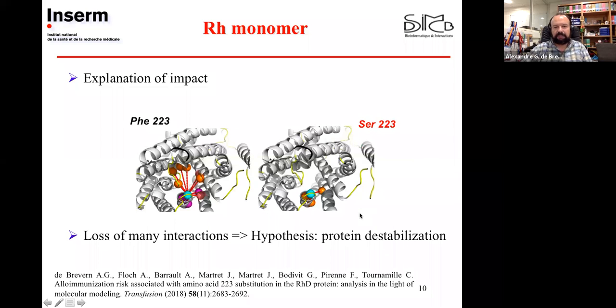This model was interesting because it can explain what happens with two variants. On the left, you have the position 223 with the wild type phenylalanine. This residue has a lot of interaction with its neighborhood residues and with a lot of other helices. The two other variants associated with transfusion issues have lost nearly all these interactions. So our hypothesis is that you have a potential protein destabilization that provides new epitopes.